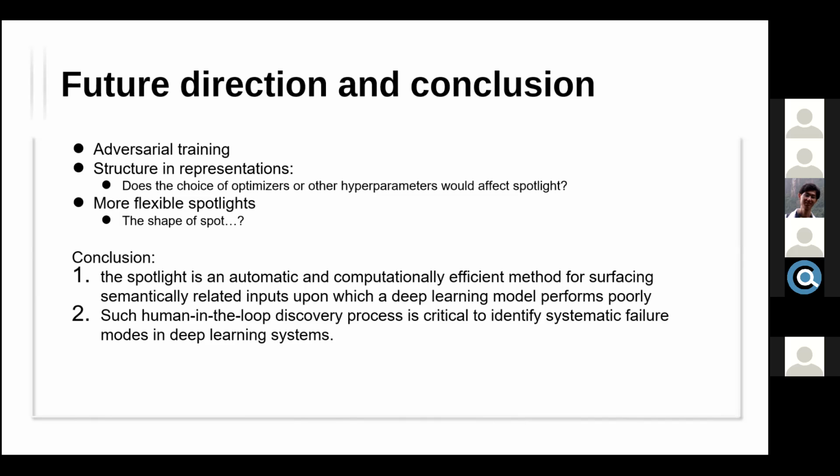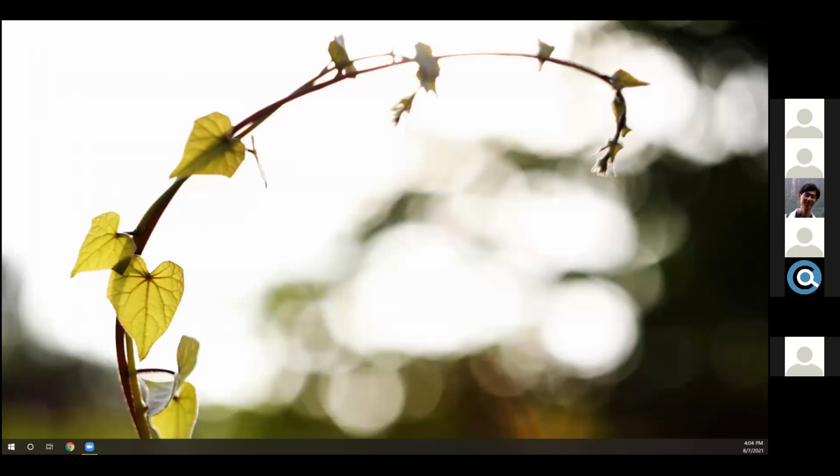Yeah. I think so. So maybe later I can spend some time to generate a heat map and see whether we have spotlights as well. Sure. That's great. Yeah. So that's all for the presentation.